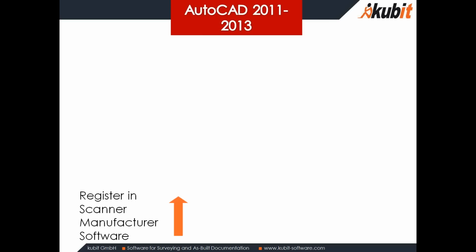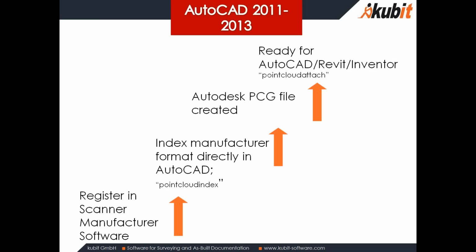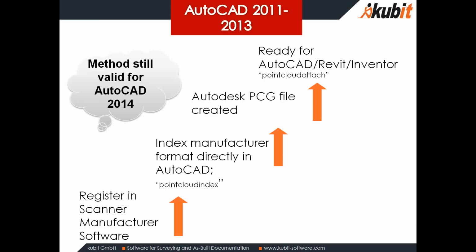As a review, in 2011 to 2013, folks would first register their scan data in the manufacturer's software. You would take that manufacturer's file format and bring it directly into AutoCAD, and you would do a point cloud index or a create point cloud, and it would convert it from the manufacturer's format into that PCG file that everyone was used to. Of course that PCG would work across AutoCAD, and eventually it started working in Revit and Inventor, and you could do a point cloud attach to attach the point cloud into the drawings, or you could use our Kubit insert point cloud. Now this method worked inside of 2014 as well.